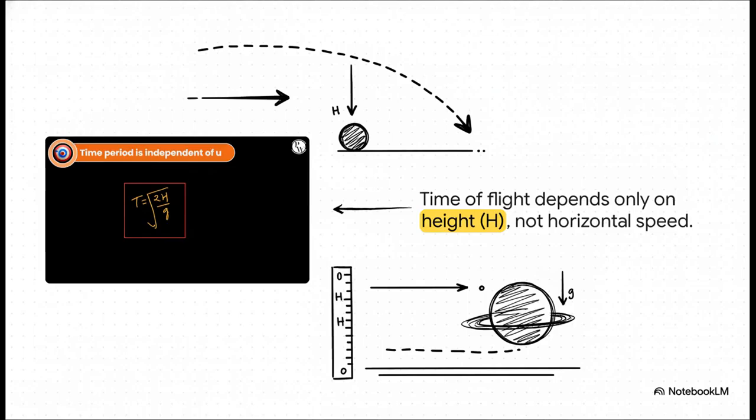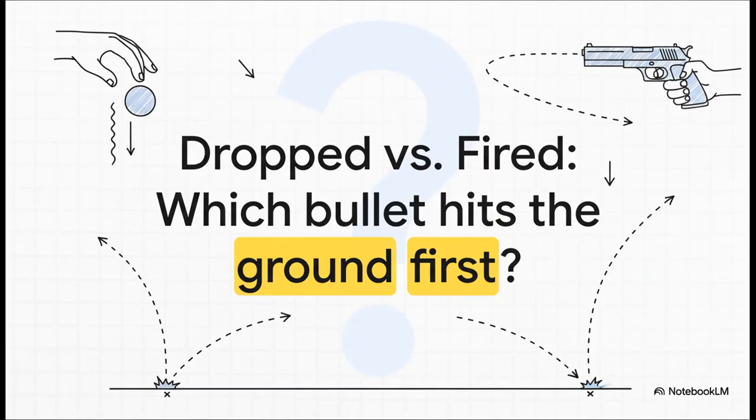Check out this formula for the time of flight. Does that look familiar? It should. It's the exact same equation we used for an object that we just dropped straight down. Now look closely. What's missing? The horizontal speed. It's nowhere in the equation. That means the time something spends in the air depends only on the height it started from, not how fast it was shot sideways. So that brings us to one final classic thought experiment.